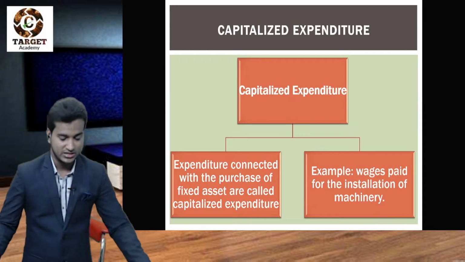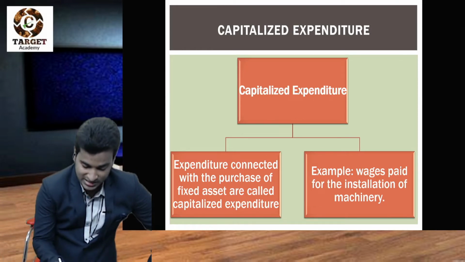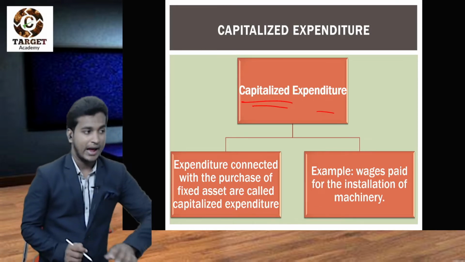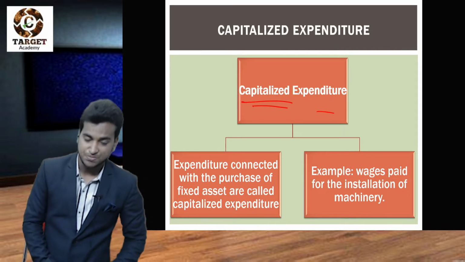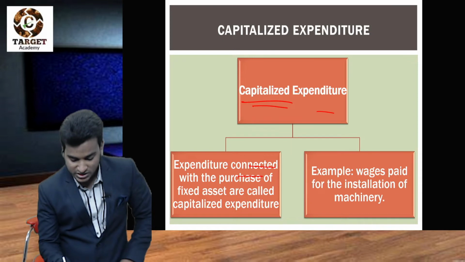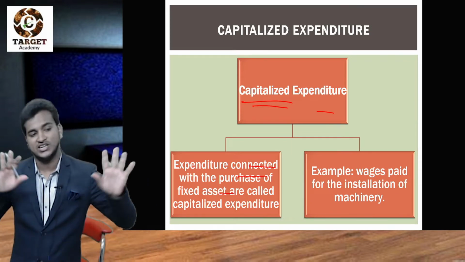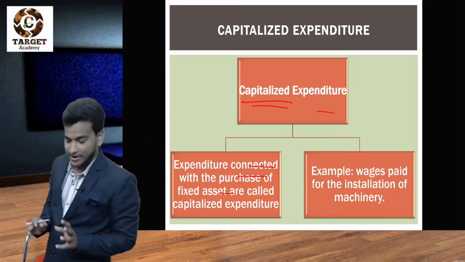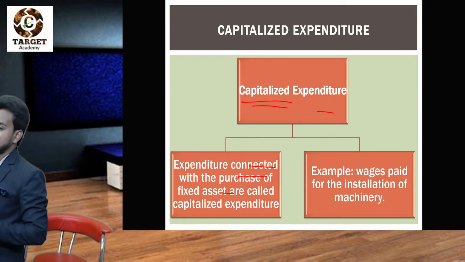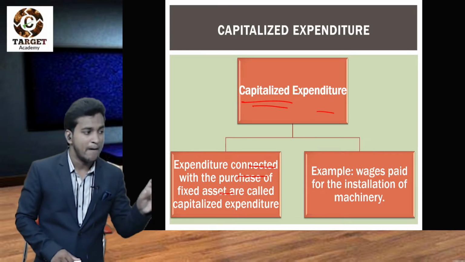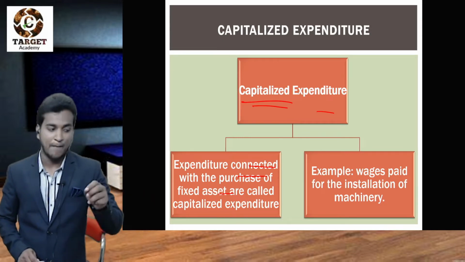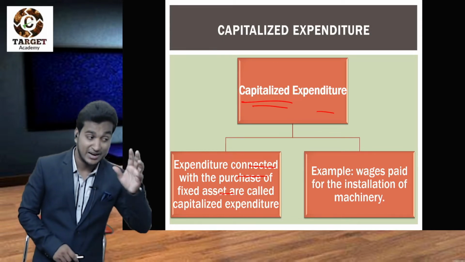Next concept is capitalized expenditure. What is it? Capitalized expenditure. That means expenditure connected with the purchase of fixed asset are called capitalized expenditure. I repeat, capitalized expenditure means expenditure incurred in connection with the purchase of fixed asset is called capitalized expenditure.